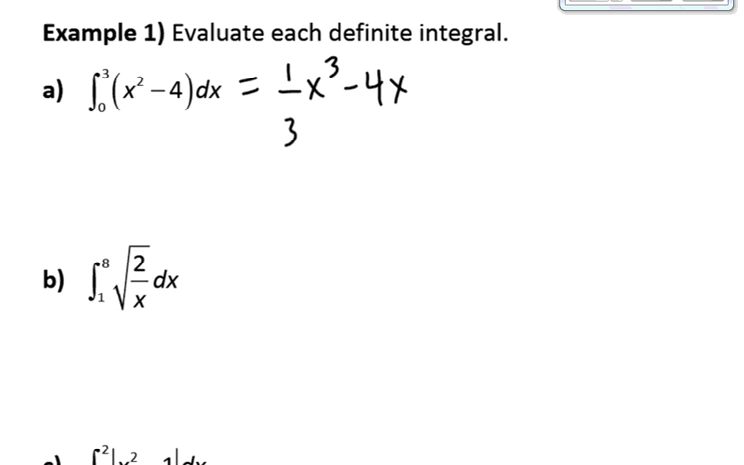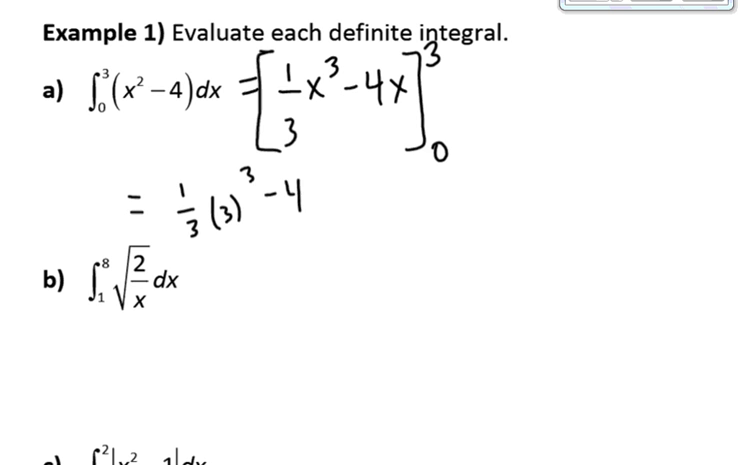And now how we notate this, there's a couple of different ways we notate it. Some people use the brackets like it was in the definition. And so when I put brackets around that whole thing and then I say from 0 to 3, that means my problem isn't answered yet. I still have to evaluate from 3 and then 0. So I'm going to evaluate at 3. So 1/3 times 3 cubed, minus 4 times 3. All of that is f at b minus f at a.